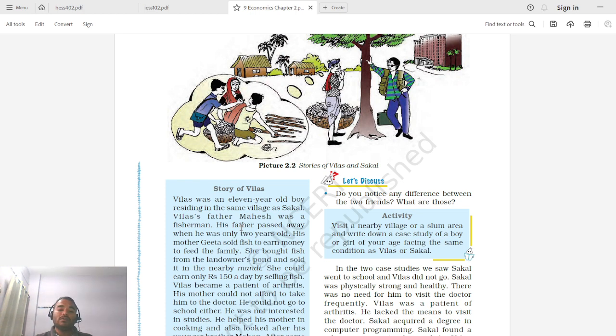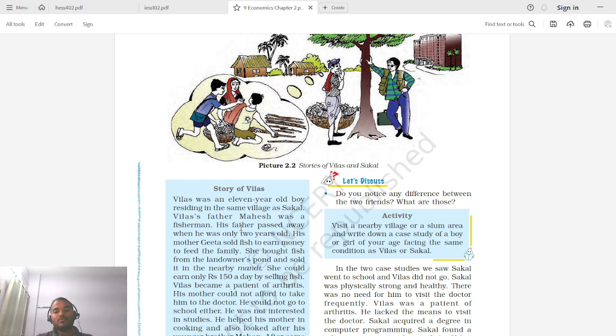Then he gave him a computer course, which he certified, and got a job in a good firm. Whereas Vilas was only busy with his daily activities, helping his mother, taking care of his young brother, sometimes sitting in the market selling fish, doing nothing about the future. As time passed, Sakal got a job, he got a promotion, he developed a software, and his boss, seeing his efforts, promoted him. In this way, Sakal became a successful person.